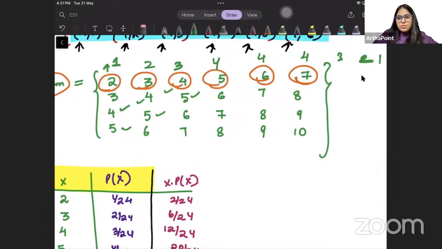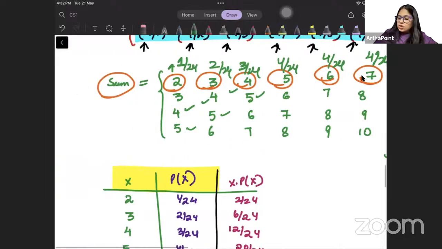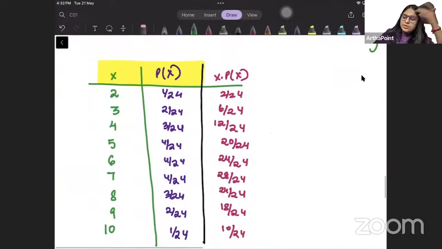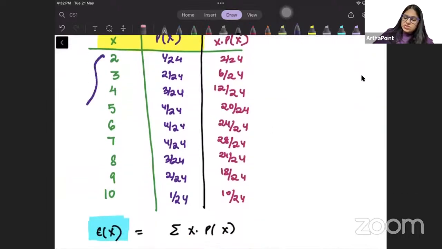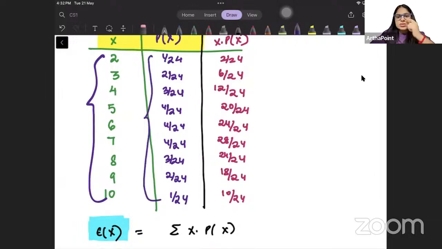And what is the total number of observations? Beta, 24. So if I divide their frequencies everywhere by 24, I will get their probabilities. So this is what I have done here. These are my x's, and these are the probabilities corresponding to those x's.